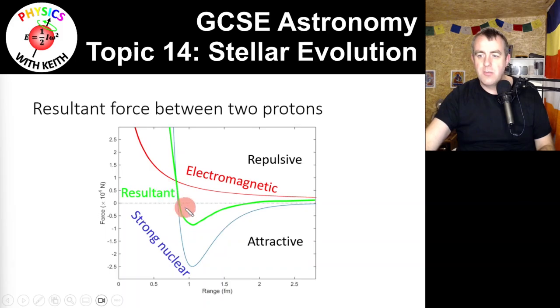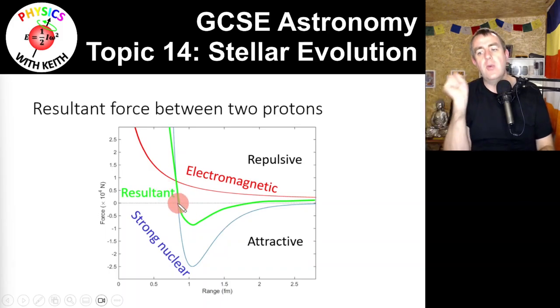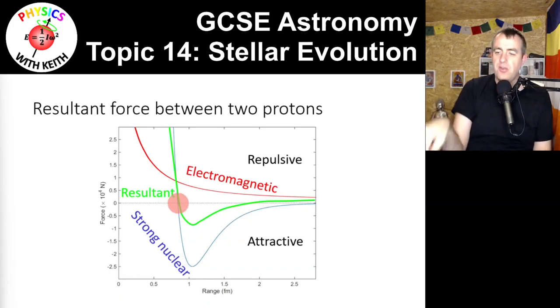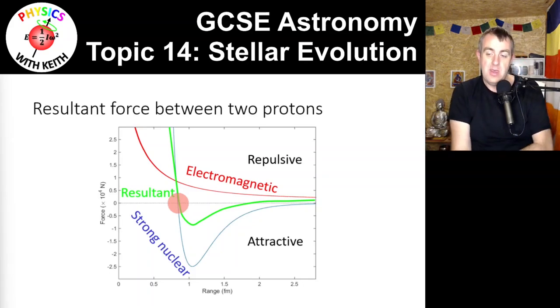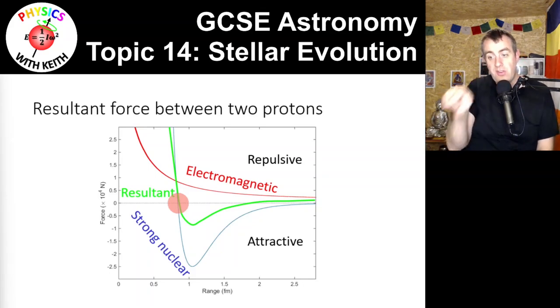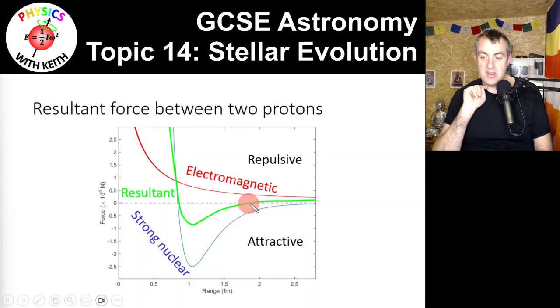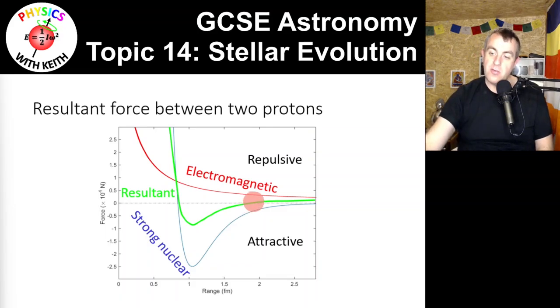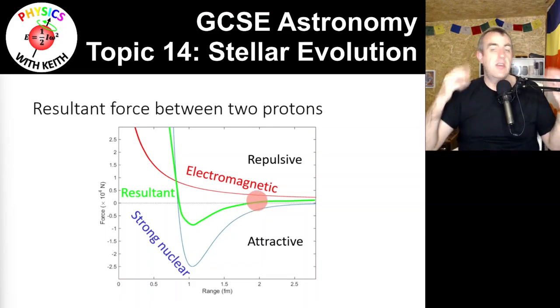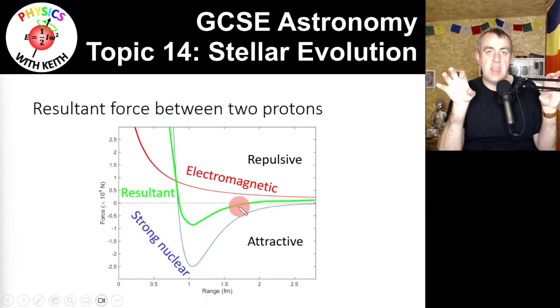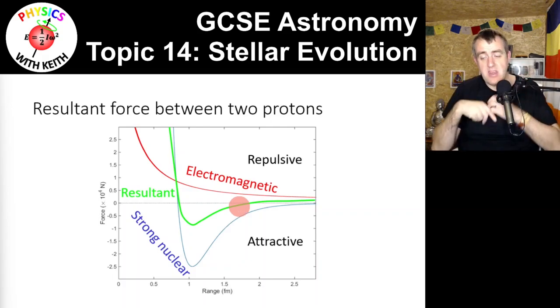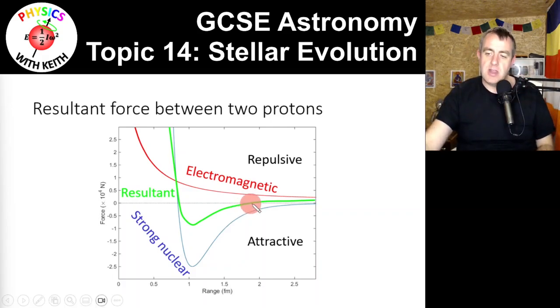And so you're going to get these two protons settling down in an equilibrium position where the resultant force is zero. And not only is the resultant force zero there, it's also here. But here, where my cursor is, the resultant force is indeed zero, but if the two protons move slightly further apart, then they repel and they shoot apart. And if the two protons are slightly closer together, then they attract and they come together. So that's what we call an unstable equilibrium.